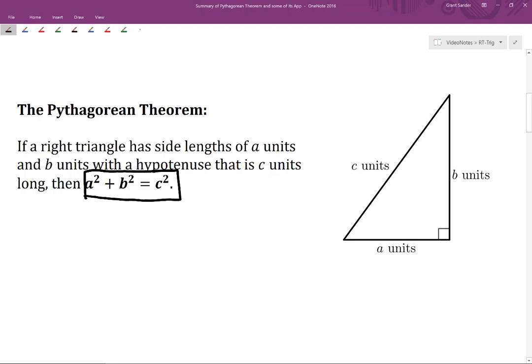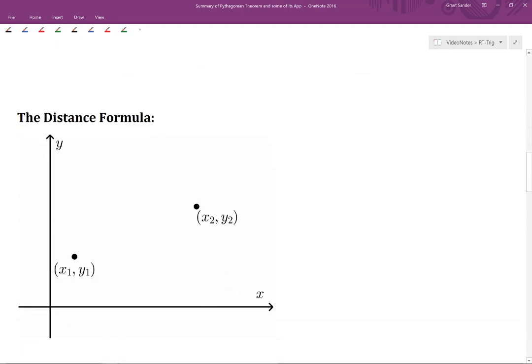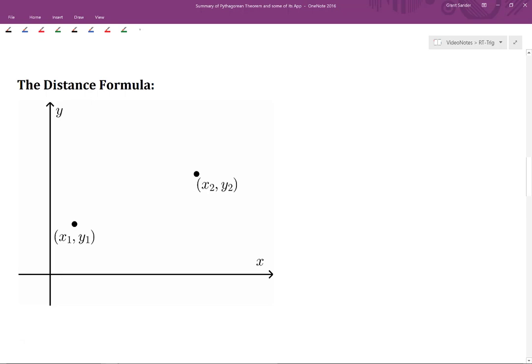It relates the three side lengths of any right triangle. So anytime we have a right triangle, we can relate the side lengths using this equation. Let's look at a couple of contexts that we applied this in. Suppose we have 2 points in the coordinate plane. We'll say the coordinates are x1, y1 and x2, y2.